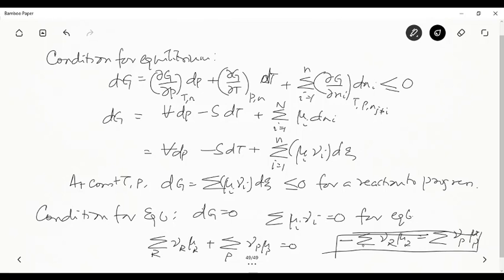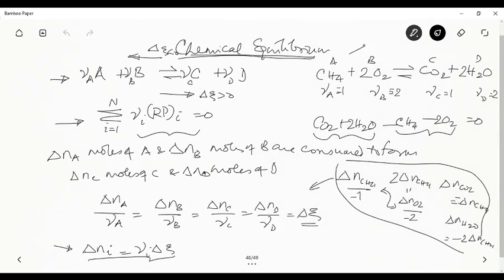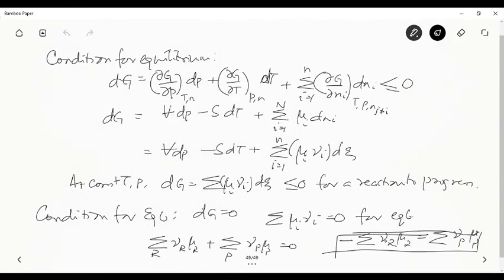If I take the example of this reaction, CH4 plus 2O2 gives CO2 plus 2H2O, we'll be able to write this as mu CH4 with a negative sign, because minus nu r will be plus 1. Nu r is minus 1, so it will be plus 1, plus 2 mu O2 will be equal to mu CO2 plus 2 mu H2O.